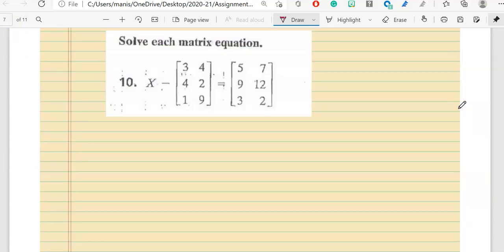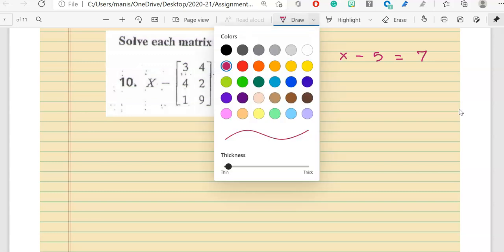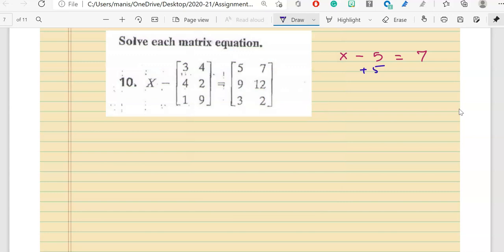Let's look at this question. Oh, this looks like a little bit difficult question. So what we can do now, let's pretend if in case this was not a matrix equation and this is x and this is your minus sign, and let's pretend this is 5 and this is your 7. How will you solve this equation? Yes, you are right. You will add 5 to both the sides.